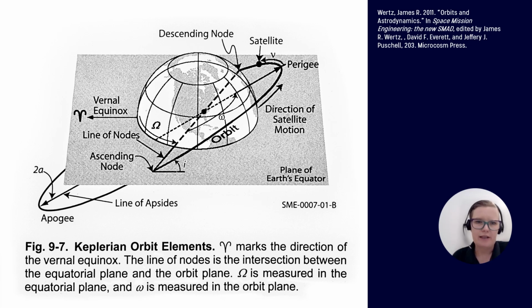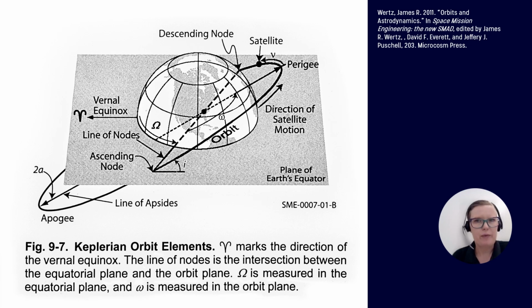So you can see in the bottom left corner, 2A. A being the semi-major axis, and 2A is twice the semi-major axis, and that is the length of the line of apsides. So that's the line that runs from the perigee down to the apogee of your orbit. So that's the first orbital element out of the way, the semi-major axis.